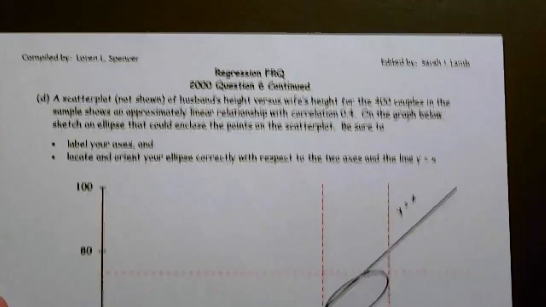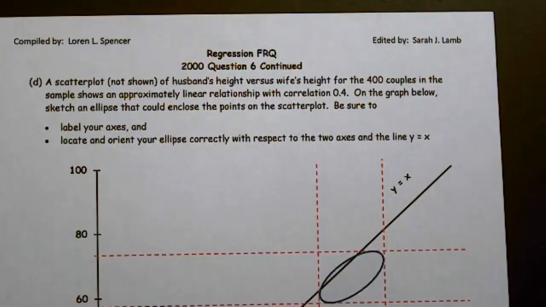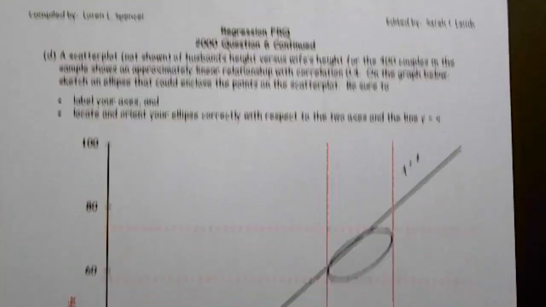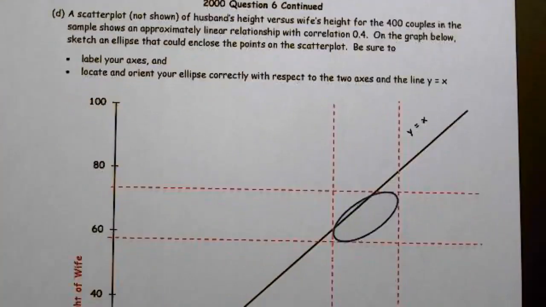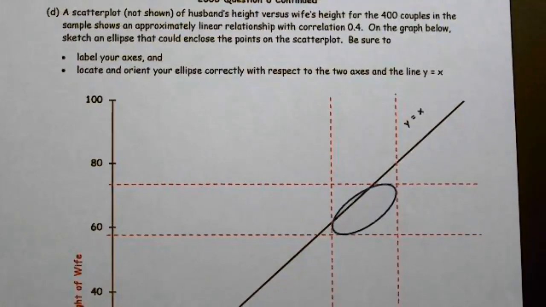D, a scatter plot not shown of husband, and it's like, great. They tell me it's a scatter plot, but they're not going to show me what it is, of a husband's height versus wife height for the 400 men. The sample shows an approximate linear relationship with a correlation of 0.4. On the graph below, sketch an ellipse that would enclose the points of the scatter plot. Be sure to label your axes and locate and orient your ellipse correctly with respect to the two axes. That is weird. All right, it's kind of a really weird problem.